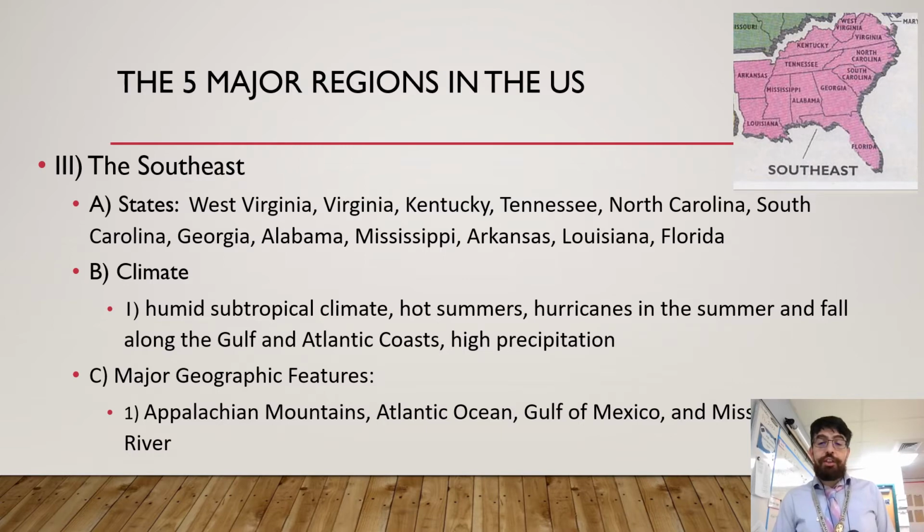Major geographic features, so you still have the Appalachian Mountains going down through this area. Sometimes we call this area Appalachia. We also have the Atlantic Ocean to the east, the Gulf of Mexico to the southwest, and the Mississippi River, which starts in Louisiana near New Orleans and goes up this direction. So really important area, especially since we live there.